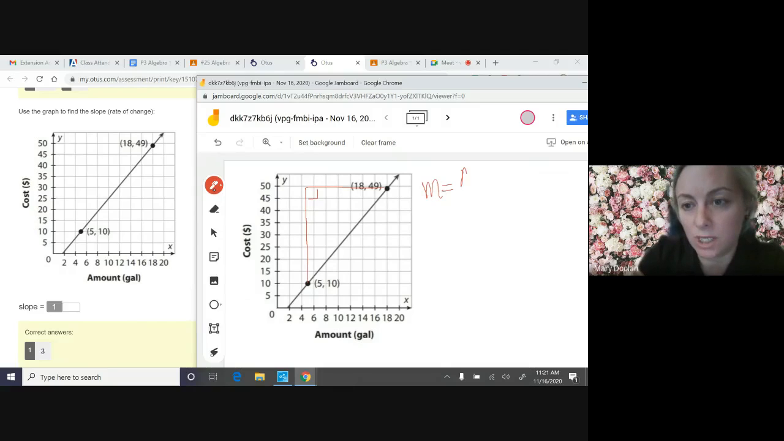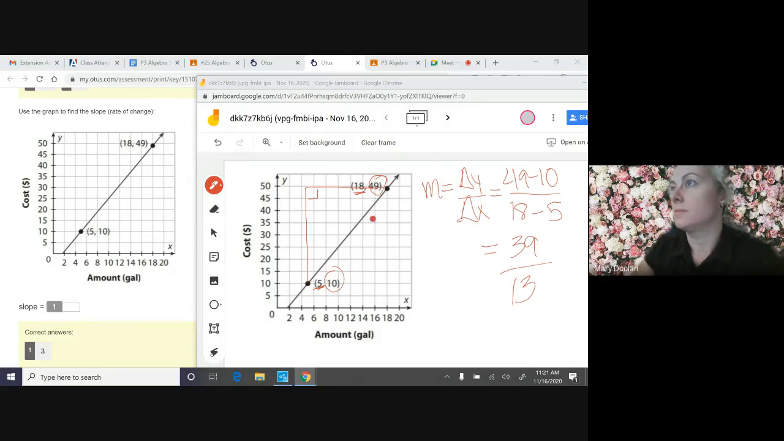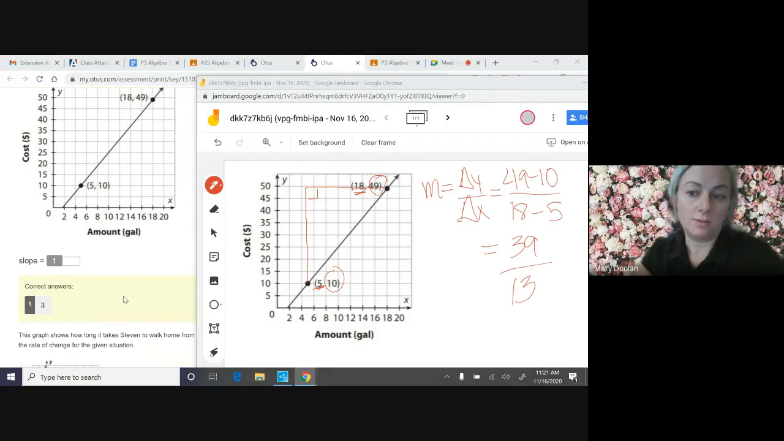So this would probably be a good time to use the slope formula. M is equal to the change in y over the change in x. So my y values are 49 and 10. So if I do 49 minus 10, that'll give me the change in y. And then I'm going to subtract my x values in the same order. So 18 minus 5. Okay, so I'm taking the 18 and the 5. And then if I simplify this, 49 minus 10 is 39. 18 minus 5 is 13. And, well, yeah, that simplifies all the way down to 3. Because 13 goes into 39 3 times exactly. And that's where the answer of 3 came from here.